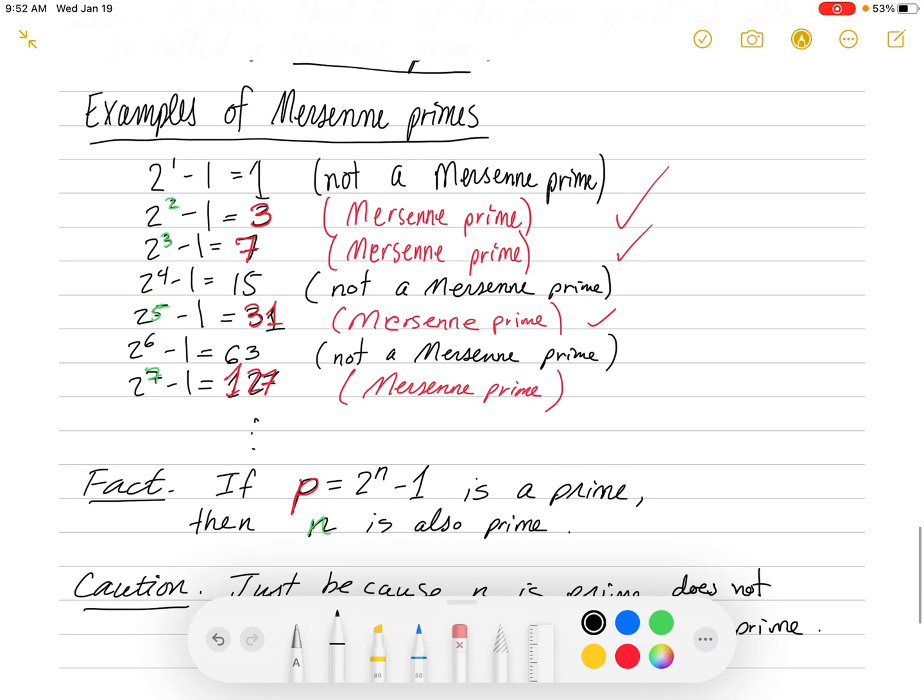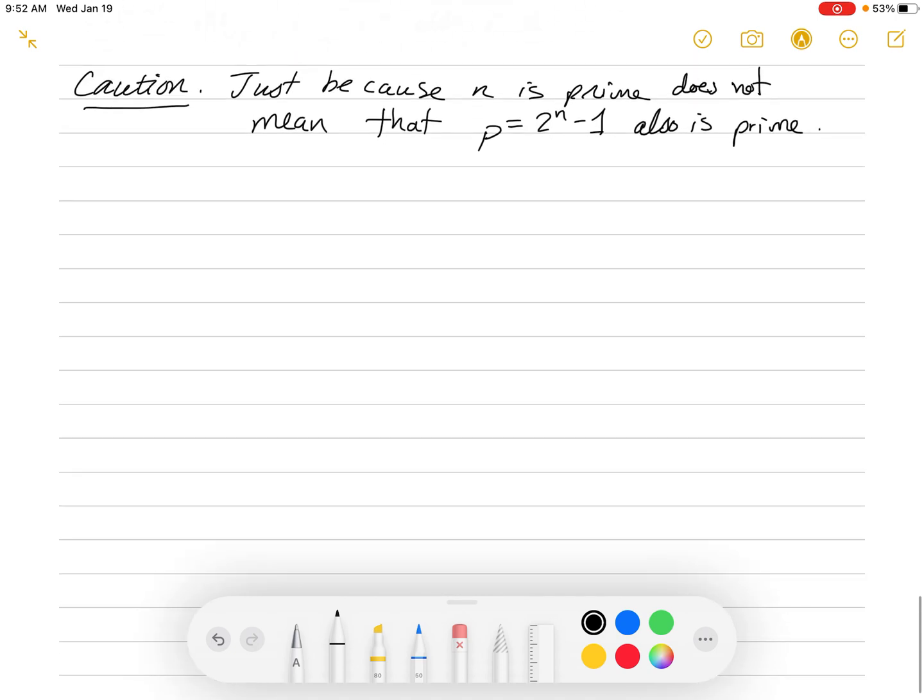Okay, so this is something in number theory that's of interest to number theorists. Here are some other problems that are of interest to number theorists. These are famous open problems in number theory.